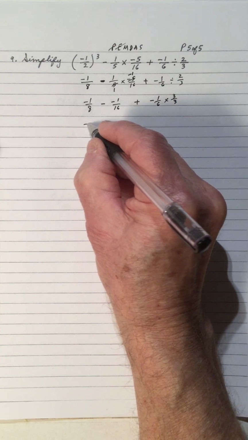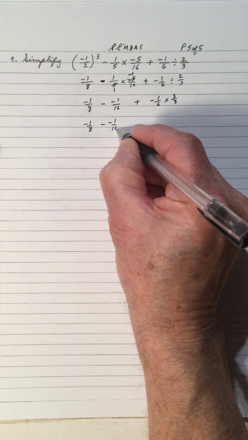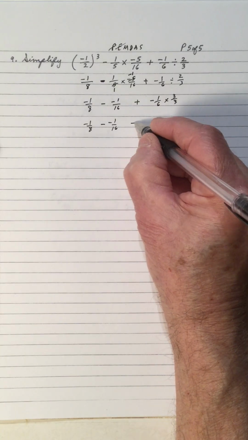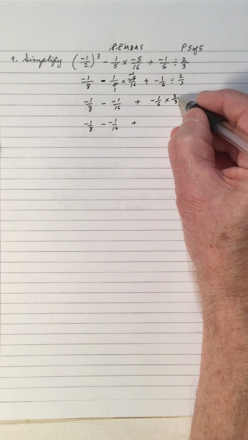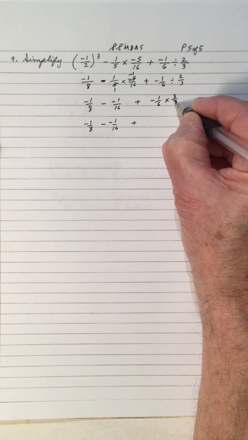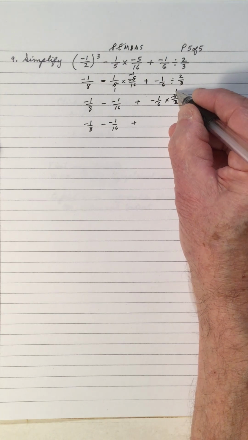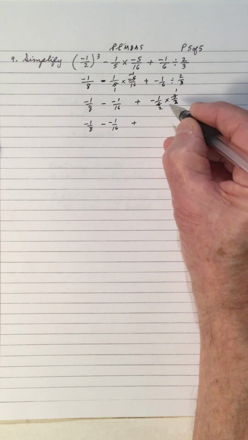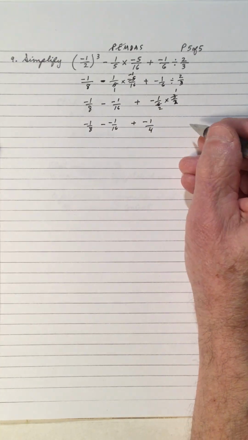So this is negative 1/8, subtract negative 1 over 16. I got to finish this off because when you divide, you multiply. And this is negative 3. I almost made a mistake. That's a negative 3 over 2. And 3 goes into 3 once. 3 goes into 6 twice. So that's a negative 1 over 4.